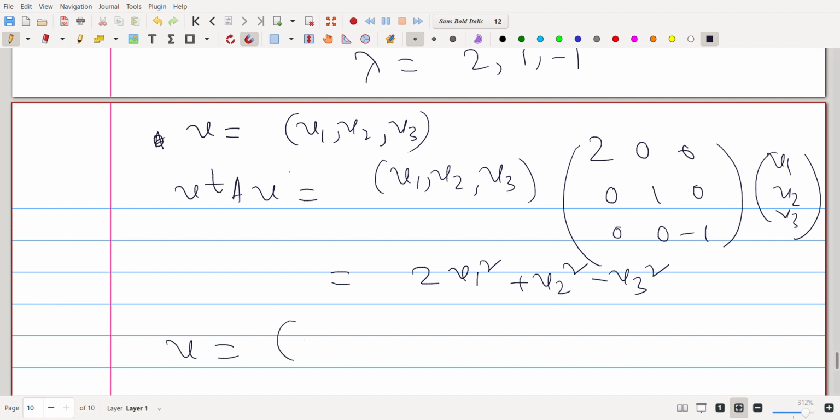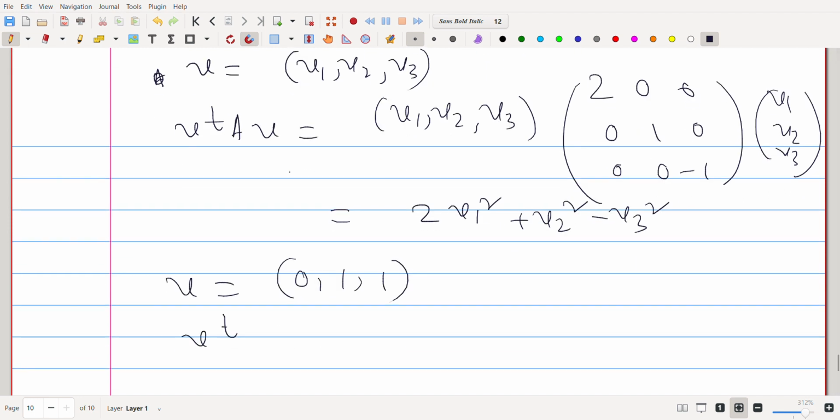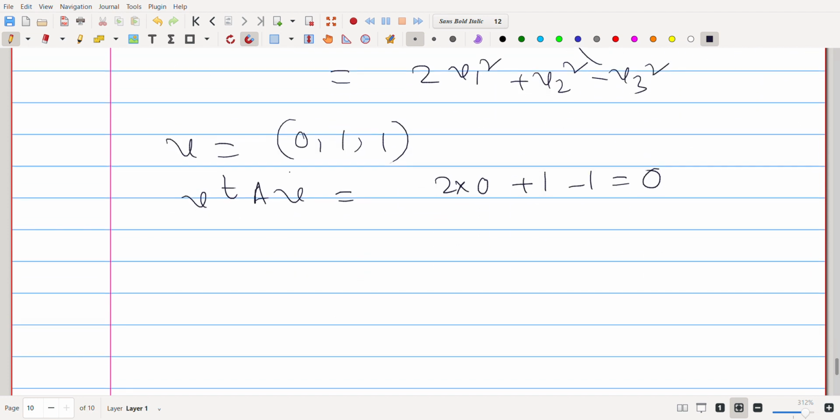So take V to be 0, 1, 1. Then V transpose AV is 2 into 0 plus 1 minus 1, which is 0. Hence the bilinear form of V with V is 0, and V is a non-zero vector in R3, namely 0, 1, 1. Hence, 2 and 3 are correct.